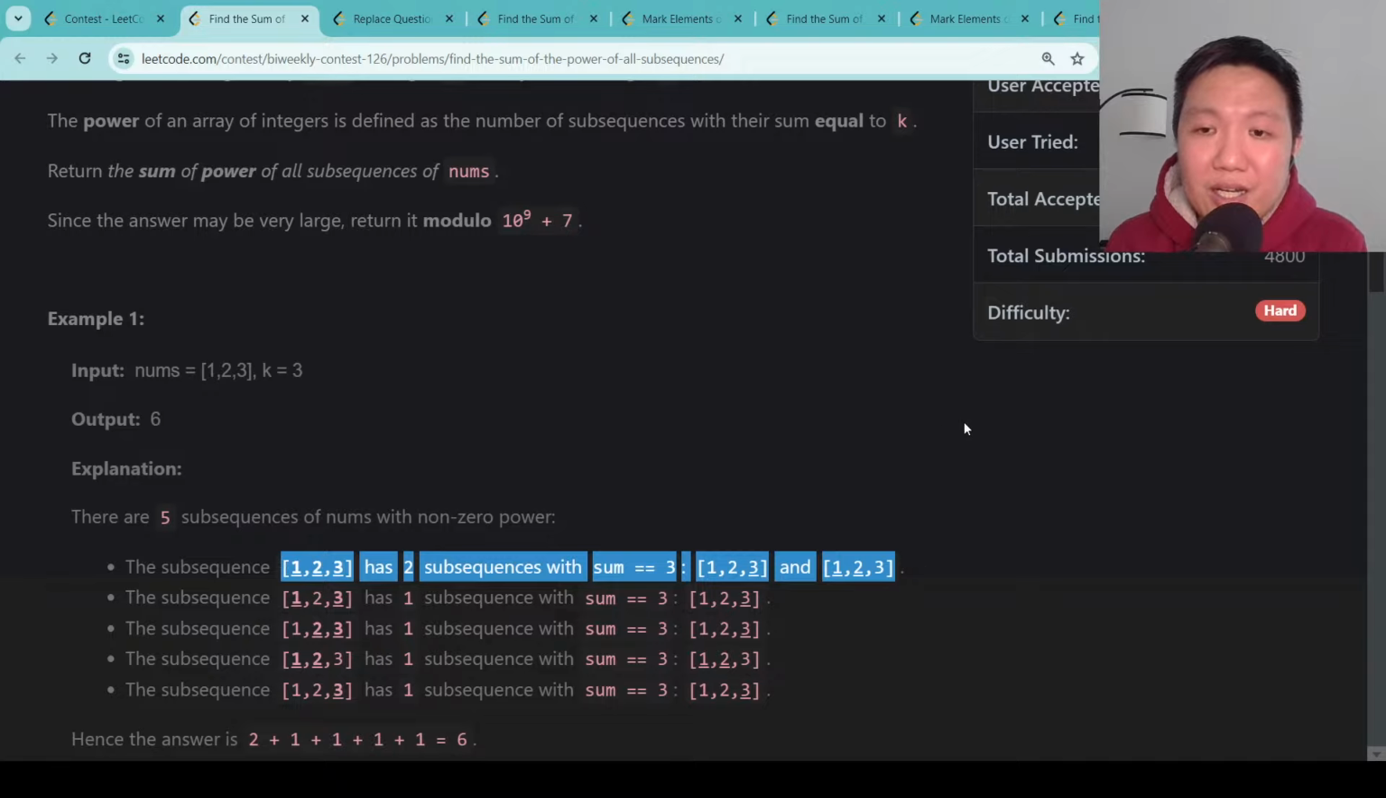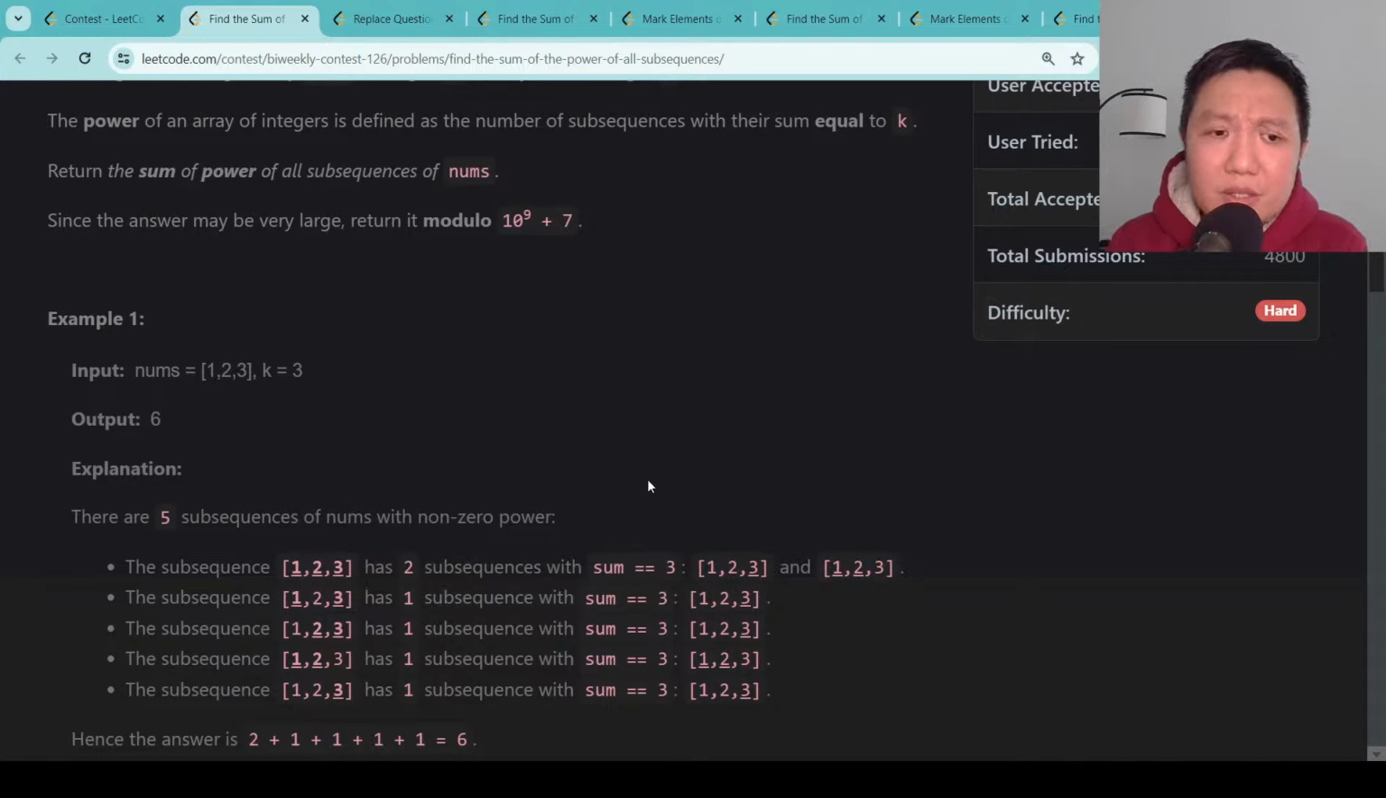This is a very classic problem, essentially the 0-1 knapsack problem. It's classic dynamic programming, the most standard dynamic programming question of all time. But instead of just counting how many subsequences have sum equal to k, you are supposed to find all your subsequences and count, for each subsequence, how many of its subsequences have sum equal to k. So you're summing up the subsequences of subsequences.